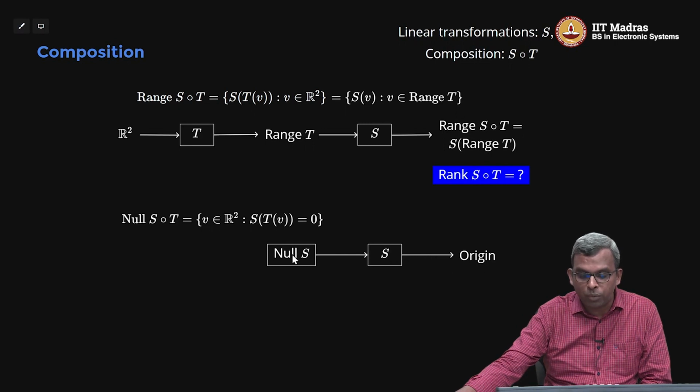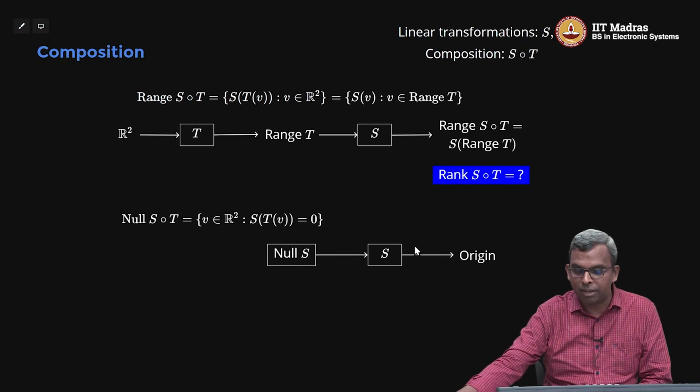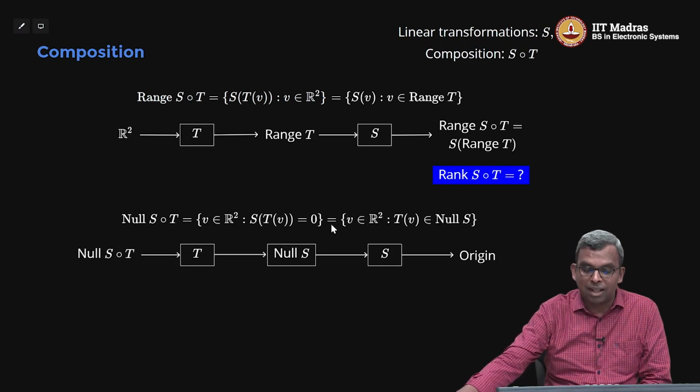But what input will give me the origin when I hit it with S? That is the null of S, right? The null space of S, when hit with S, will give you the origin. But that is not what I want here. I am not doing S of any vector, I am only doing S of T of V. So that is where this other confusion comes.